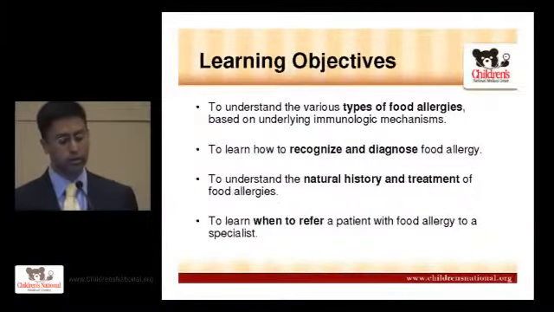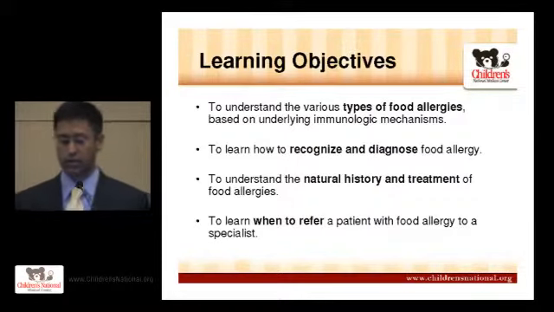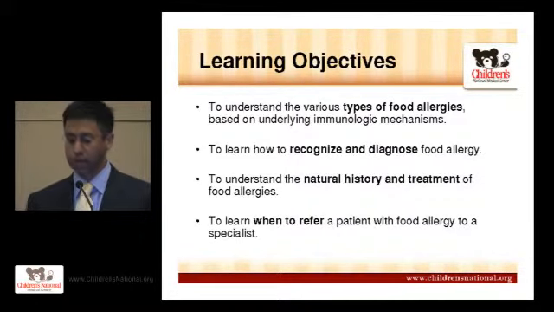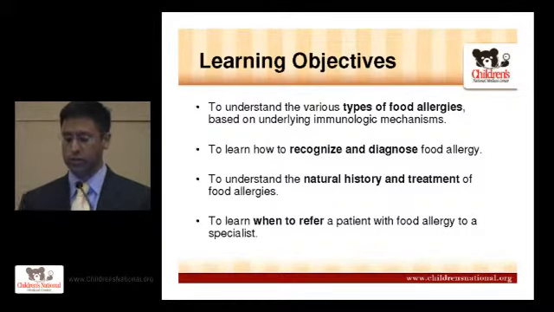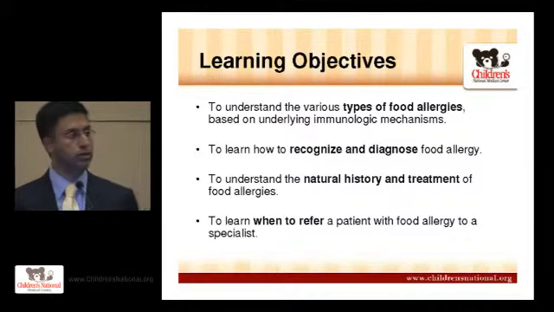Today, in terms of learning objectives, we wanted to begin the discussion by talking about the various types of food allergies. And the easiest way to think about this is the underlying immunologic mechanism. Then after going over the types of food allergy, we'll move to a discussion about how to recognize and diagnose various types of food allergy. And then a little bit about the natural history and treatment of food allergy. And then finally, we'll discuss when to refer a patient with food allergy to a specialist.